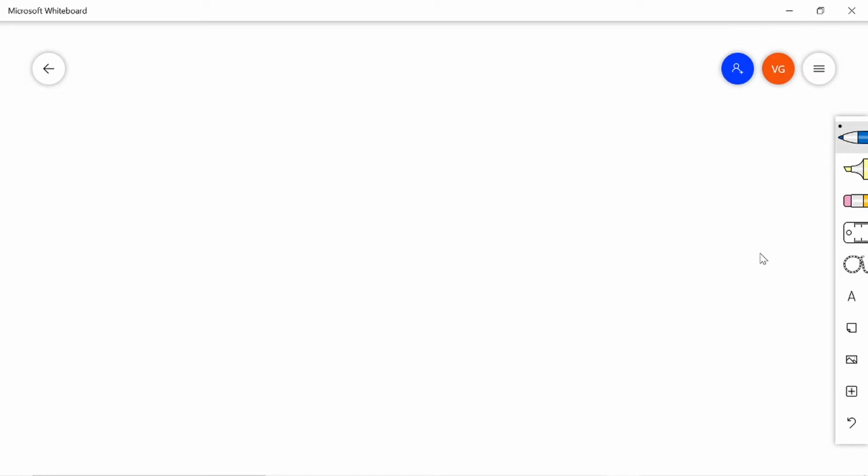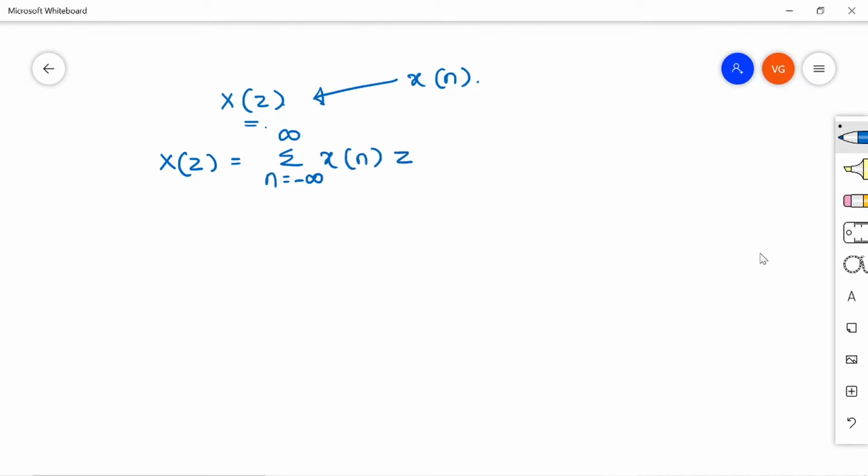As discussed in the earlier videos, the Z transform can be applied only on discrete time signals, that is x of n. So for every x of n, there exists a Z transformed signal, which I am representing as x of z. By definition, x of z is the sum, with n running from minus infinity to infinity, of x of n, z power minus n.